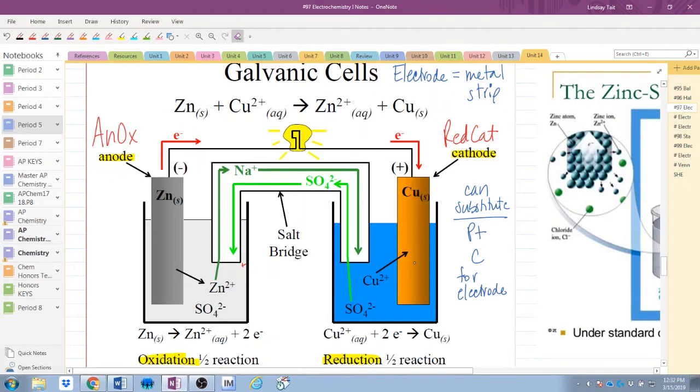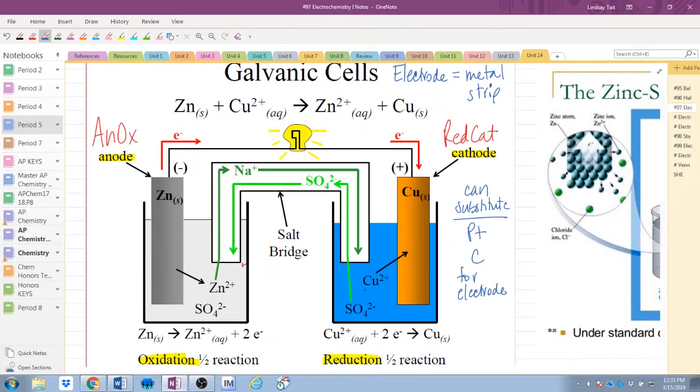Over here, I've already taken care of my solid copper. Now I need some copper 2+ ions. So once again, given this right here, that was probably copper 2 sulfate that's dissociated in an aqueous solution, right? And again, copper's that pretty blue color. So I just have a beaker filled with some blue copper 2 sulfate, and then I stuck a strip of solid copper in it, right?